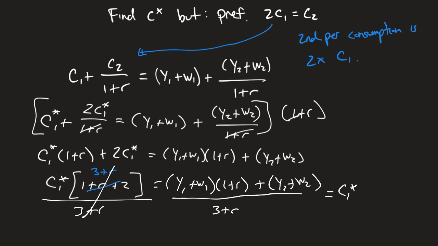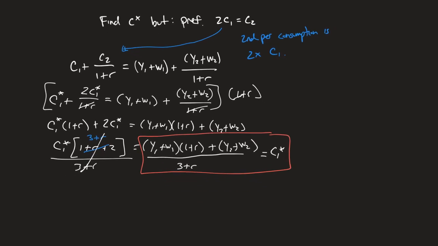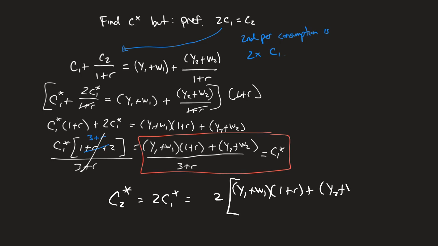So you might think that you're done, right? Like we were in the last one. We say, hey, this right here, we're all done. Well, kind of. Let's make this a little smaller, because yes, we know that that's C1 star, but what is C2 star? Well, C2 star is equal to 2 times C1 star, so it's 2 times Y1 plus W1 times 1 plus R plus Y2 plus W2, all over 3 plus R.